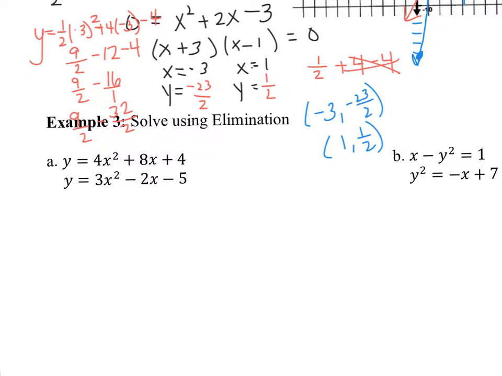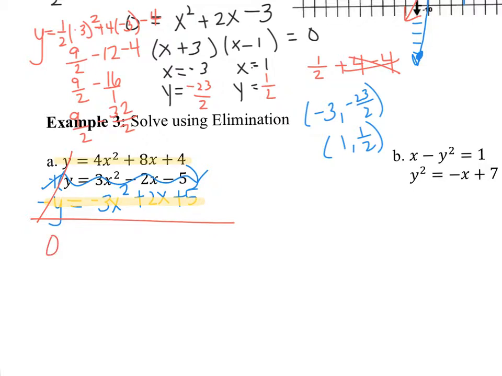So my y's right now are both positive 1. So to make them the inverse, 1 needs to be negative 1. So I'm going to multiply this bottom equation by negative 1. So I'm going to have negative y equals negative 3x squared plus 2x plus 5. It does not matter which equation you multiply by negative 1. I just picked this one because it had negatives. So now I'm going to take this equation, and I'm going to add them up. So y's eliminate. I'm left with 0. 4x squared and negative 3x squared make x squared. 8 and 2 make 10x. And then 4 and 5 make 9.